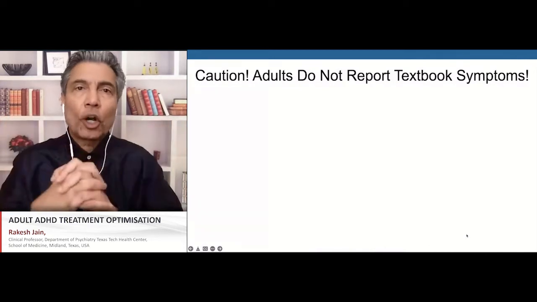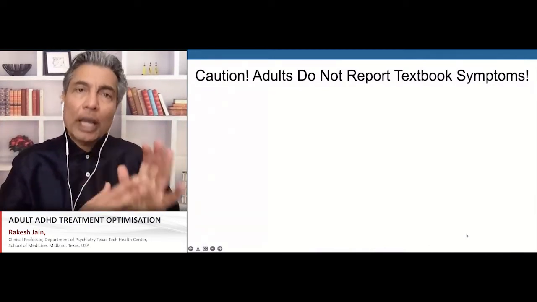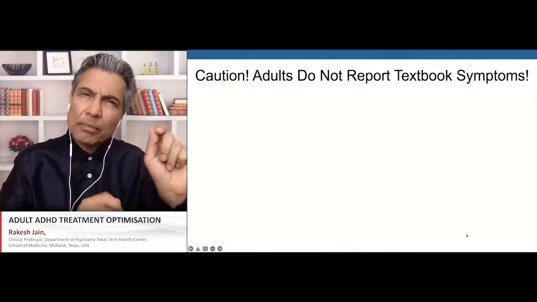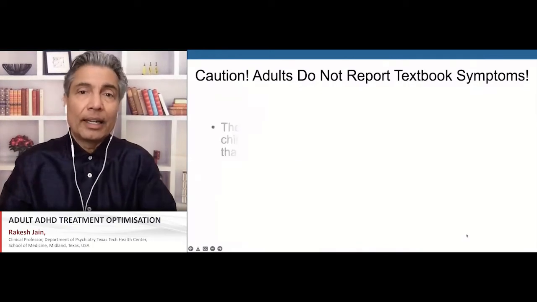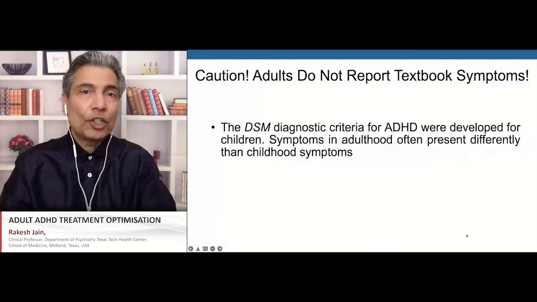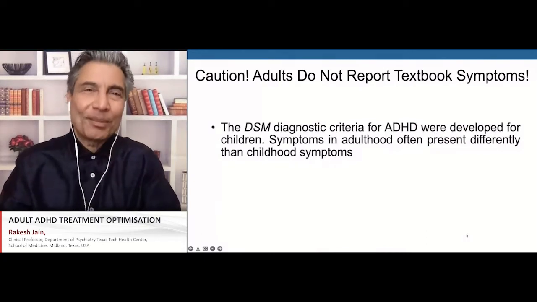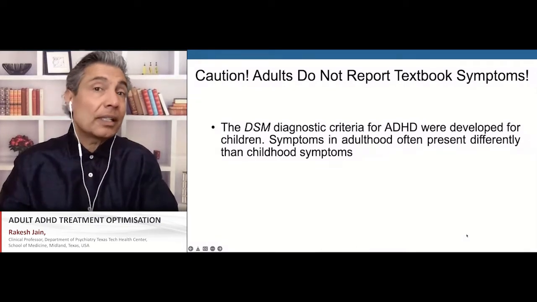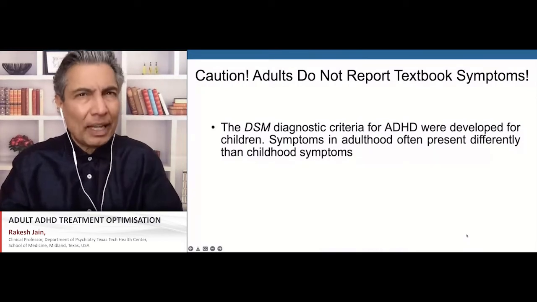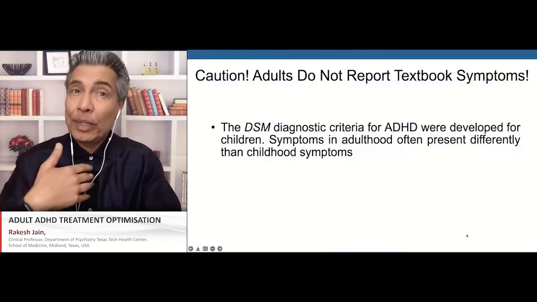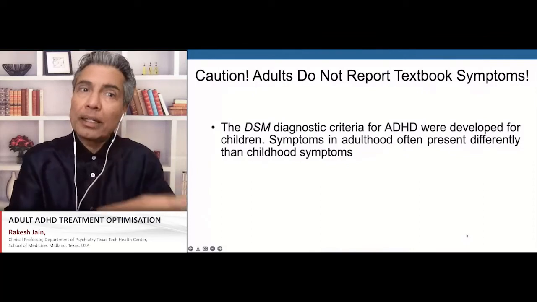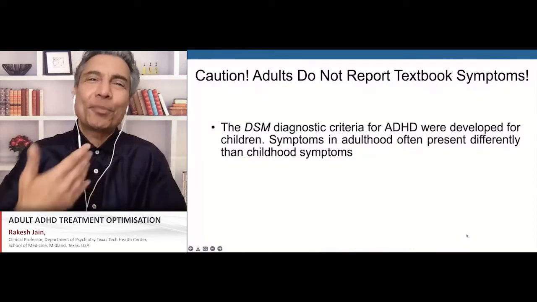Caution. Caution. Throughout my presentation, I will try and offer you pearls of wisdom that we can share together, but I will also offer you cautions. These are mistakes I have made, and you don't want to make them either. Number one, adults with ADHD do not often report textbook symptoms. They don't. We have to elicit it. So the DSM diagnostic criteria were actually primarily developed with children in mind, adolescents in mind. So we will have to do a little bit extra beyond DSM in order to learn the adult presentation.